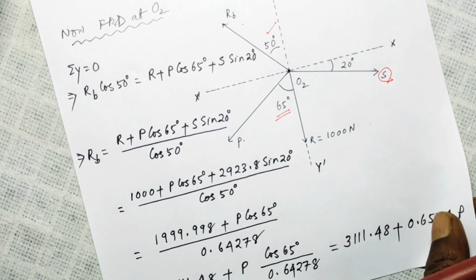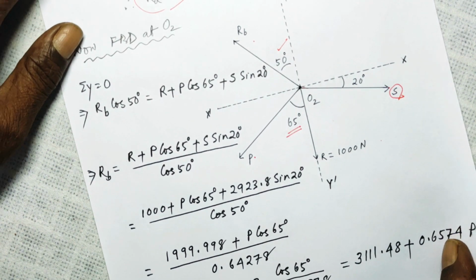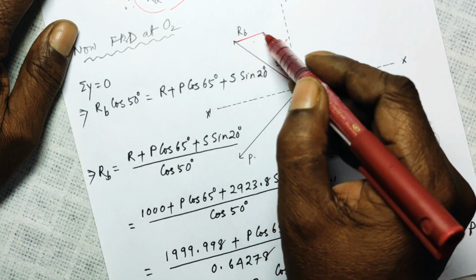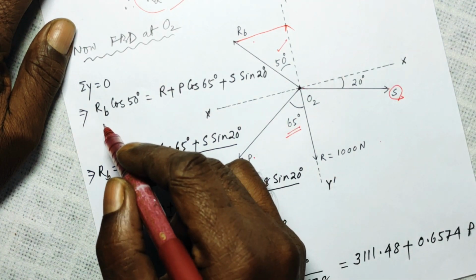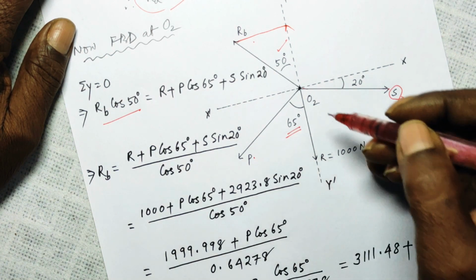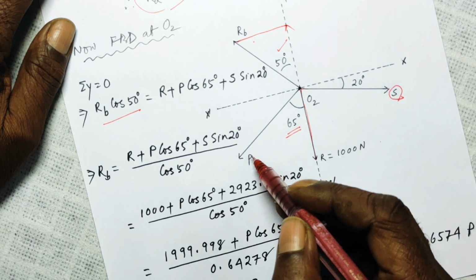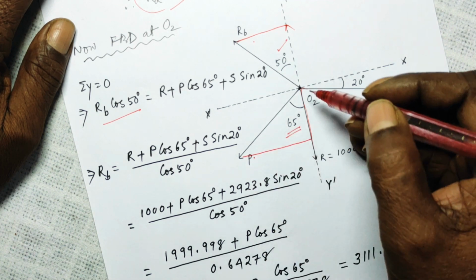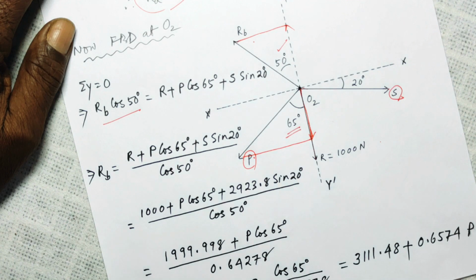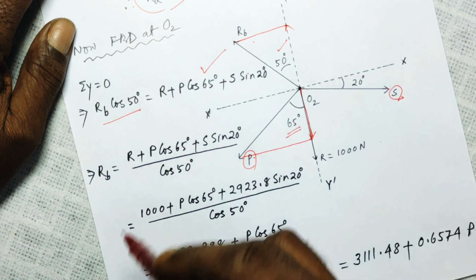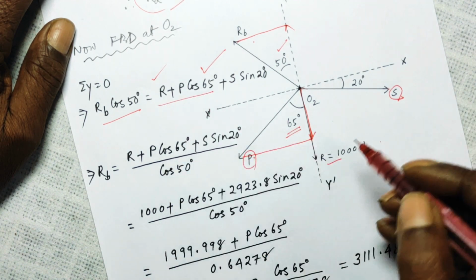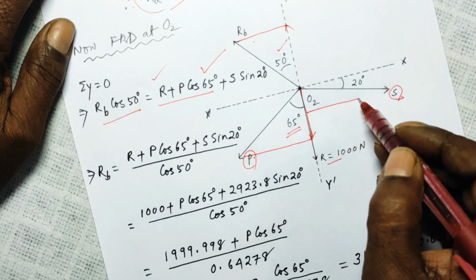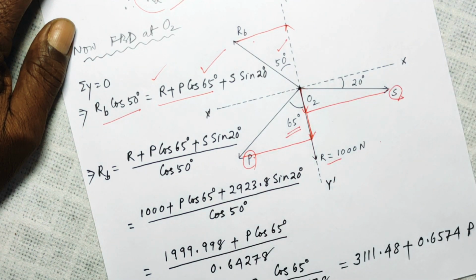Now apply sigma y equal to 0. Take the y component of RB to this side. This will be your RB cos 50. And that is being opposed by R to this side. If you drop a perpendicular from this point to this point, it will be P times cos 65. P cos 65 and R are in the same direction, so they are added. Then if you drop a perpendicular from here, this much will be your S times sine 20, right?